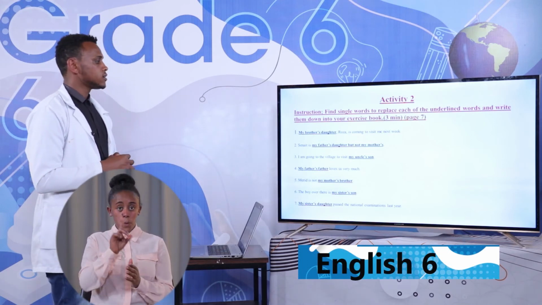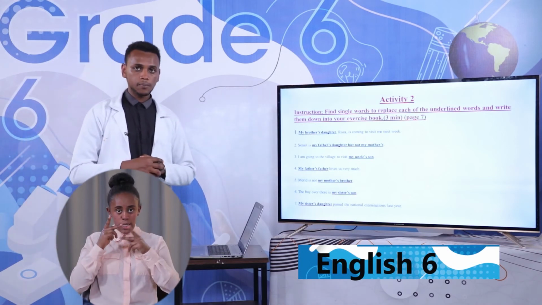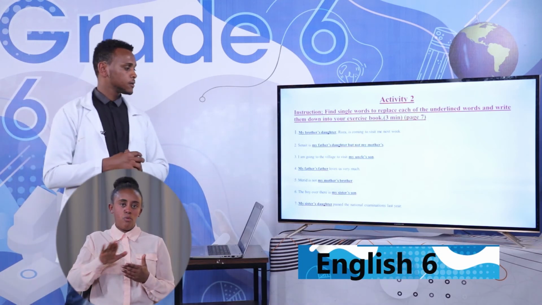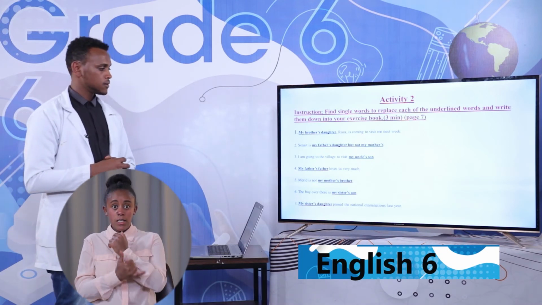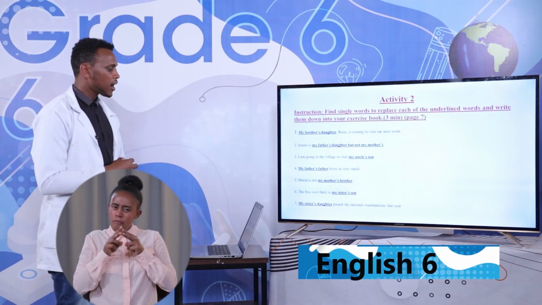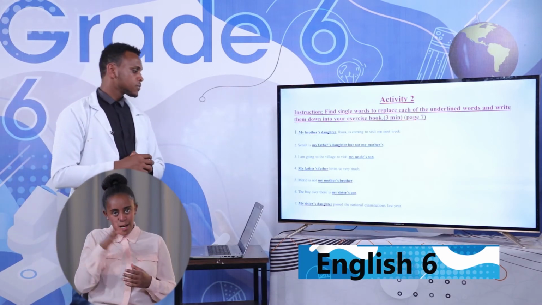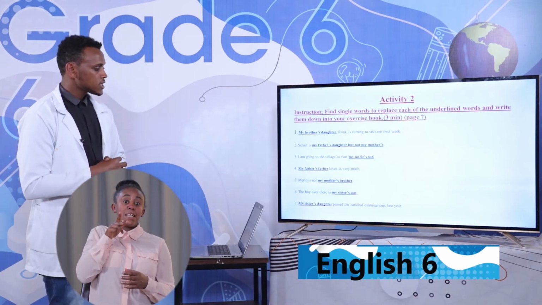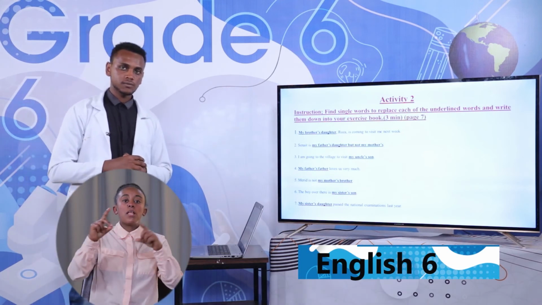The questions are: 1. My brother's daughter, Rosa, is coming to visit me next week. 2. Sanait is my father's daughter, but not my mother's. 3. I'm going to the village to visit my uncle's son. 4. My father's father loves us very much. 5. Merit is my mother's brother. 6. The boy over there is my sister's son. And the last, my sister's daughter passed the national examination last year.